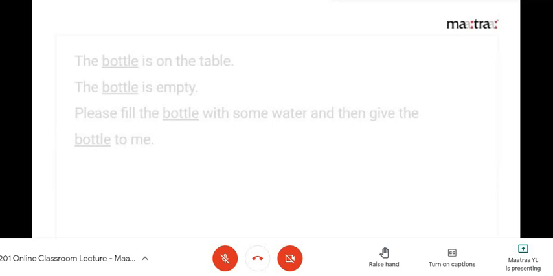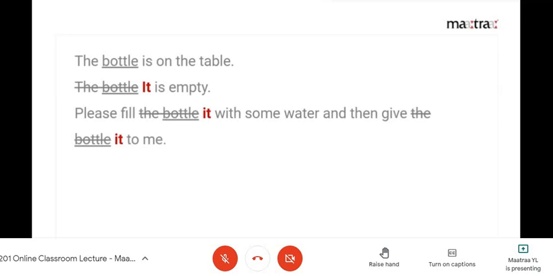So let's go back to the bottle wala sentences that I gave you earlier. The correct way to say these same lines would be, the bottle is on the table. It is empty. Please fill it with some water and then give it to me.